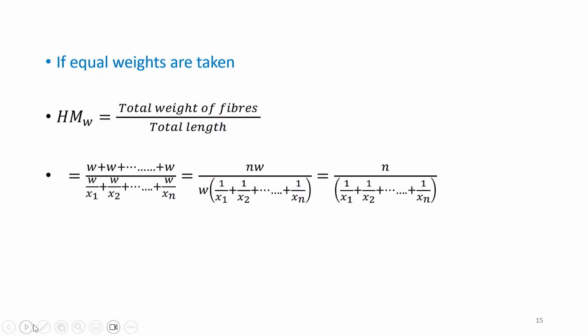If equal weights are taken, then in the case of total weight of fiber by total length, if all the weights are the same, W plus W plus W, so it is basically NW, and in that case the formula becomes N divided by 1 upon X1 plus 1 upon X2 up to 1 upon Xn.